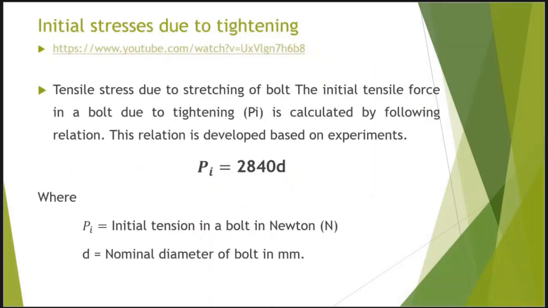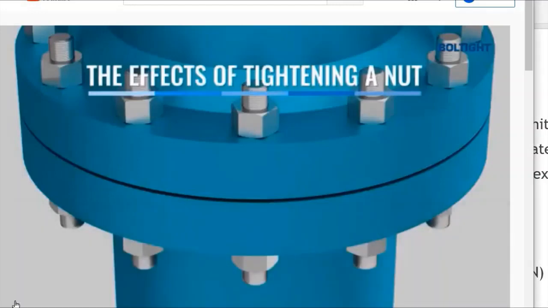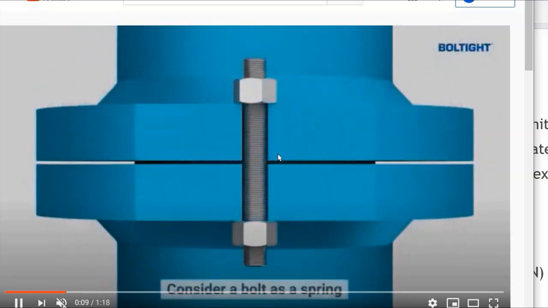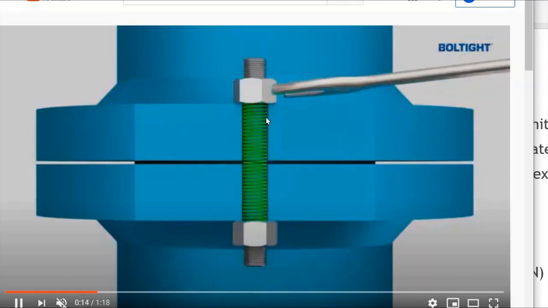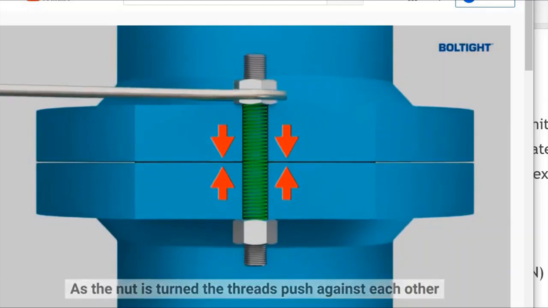Now we are first studying initial stresses due to tightening, and how initial stresses are developed in a bolt. With the help of a video, we can analyze the effect of tightening a nut. Now consider this video. Here you can see two parts are joined using a threaded member. The nut is turned using a spanner.